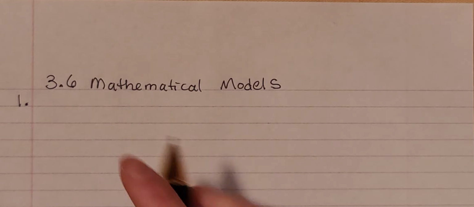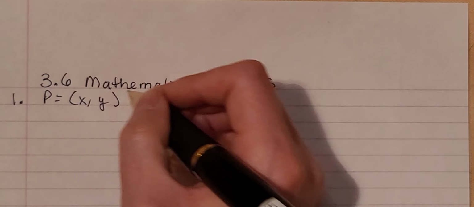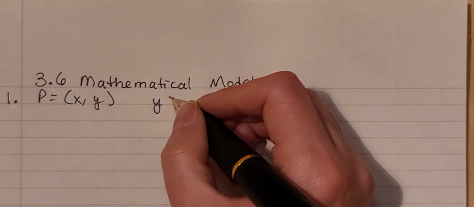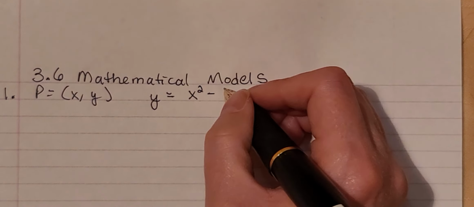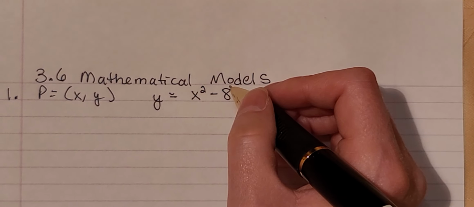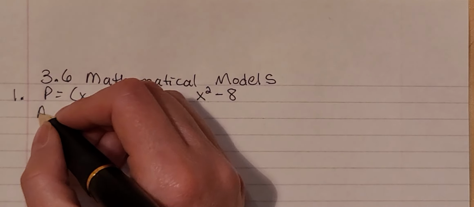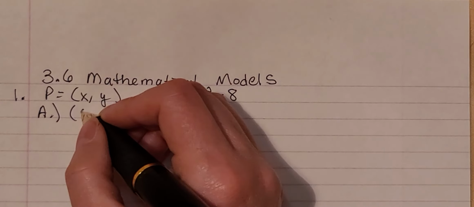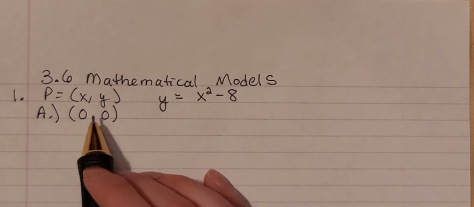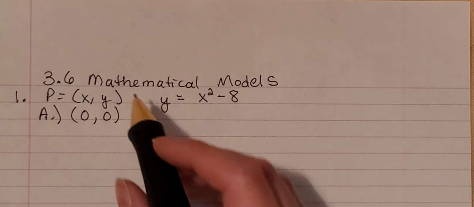It says let P equal (x, y) be a point on the graph y equals x squared minus 8. Express the distance d from P to the origin as a function of x. That's what question A says. So they want you to write this as a distance from the origin. Well, the origin would be (0, 0) because that's the beginning coordinate.